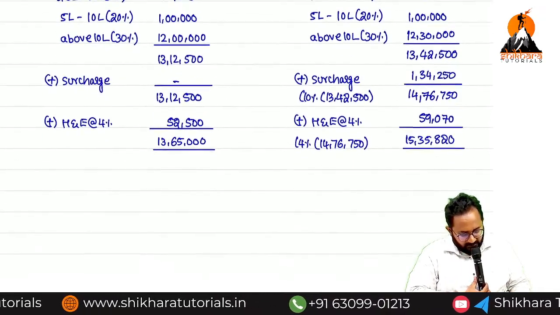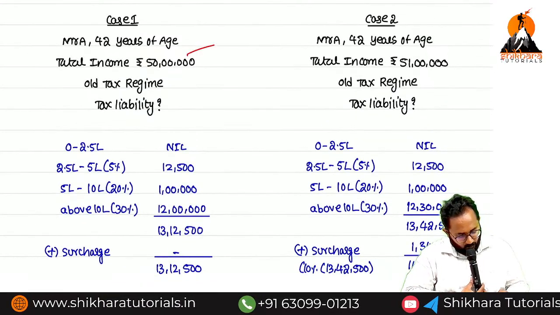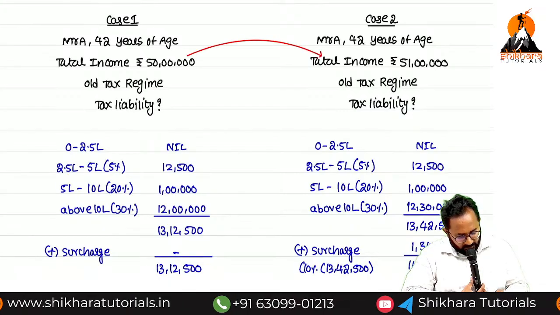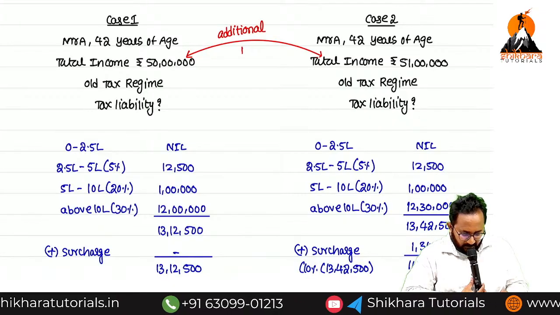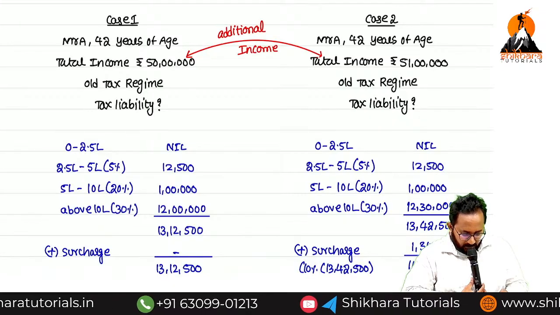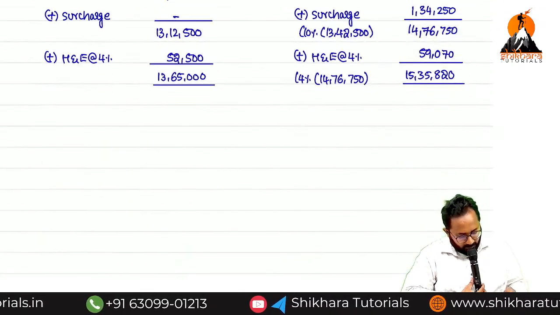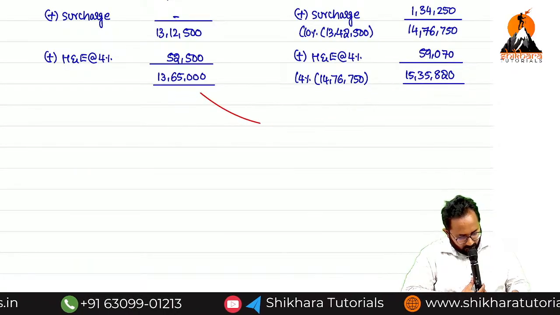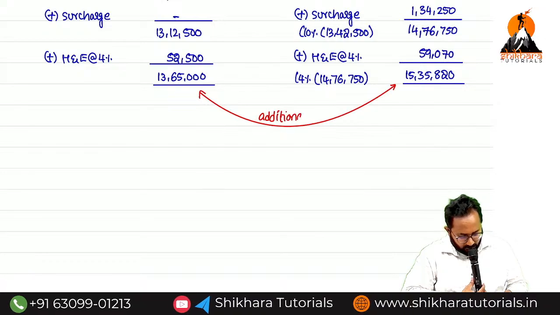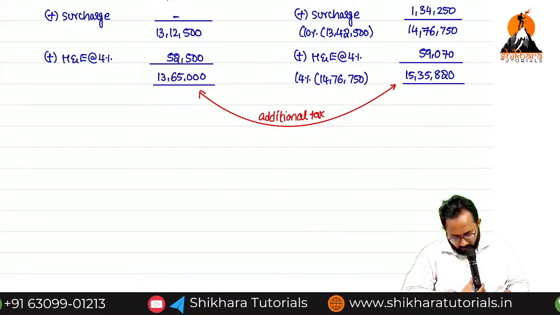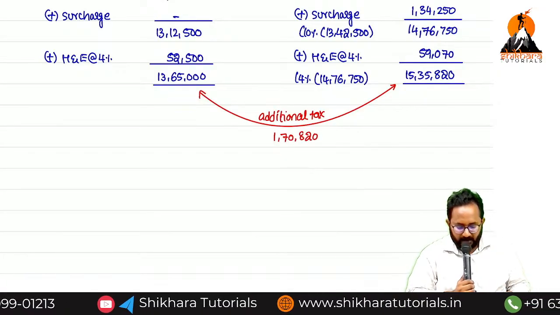So what is the additional income we earn in both the cases? 1 lakh. Because of this additional income of just 1 lakh, what is the additional tax we are required to pay? 1,70,820.